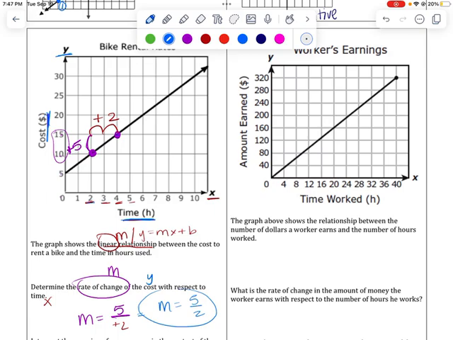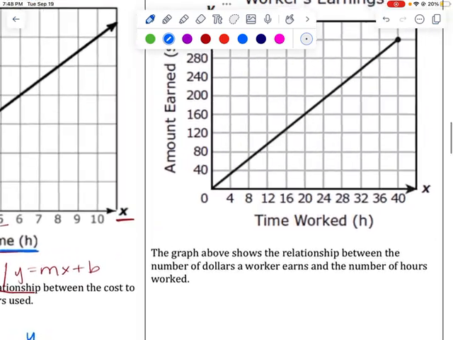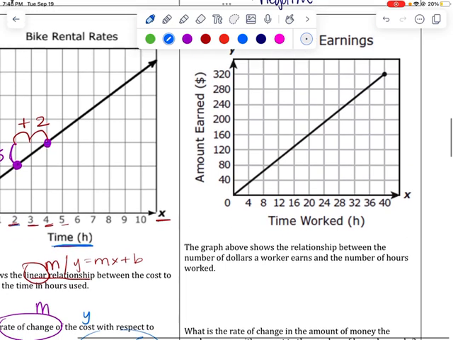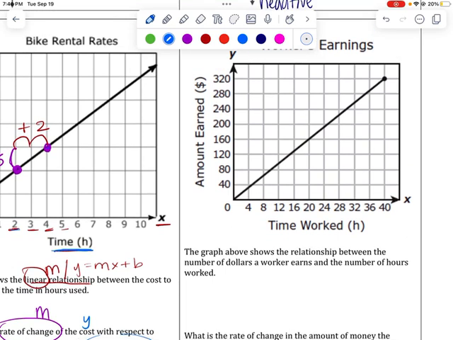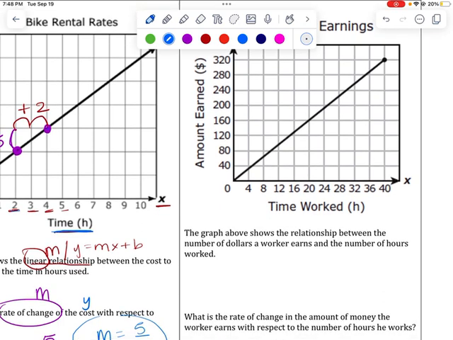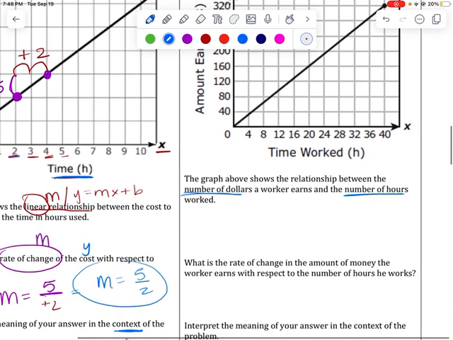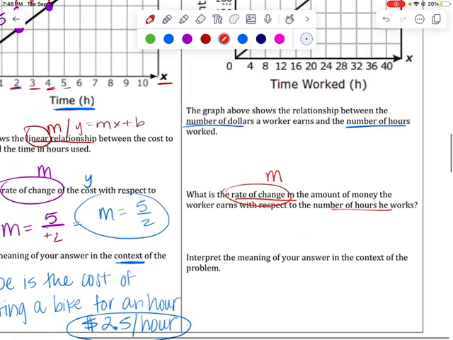Okay. Let's see then the next one, just in case that one was a little confusing. All right, this graph shows the relationship between the number of dollars a worker earns and the number of hours worked. Okay, so for every hour, I'm earning some sort of money, right? If I have a job, I'm earning a certain amount of money per hour. Now, what is the rate of change, and the amount of money with respect to the number of hours? So same thing. Rate of change, I'm thinking slope, thinking linear. What is my slope here?